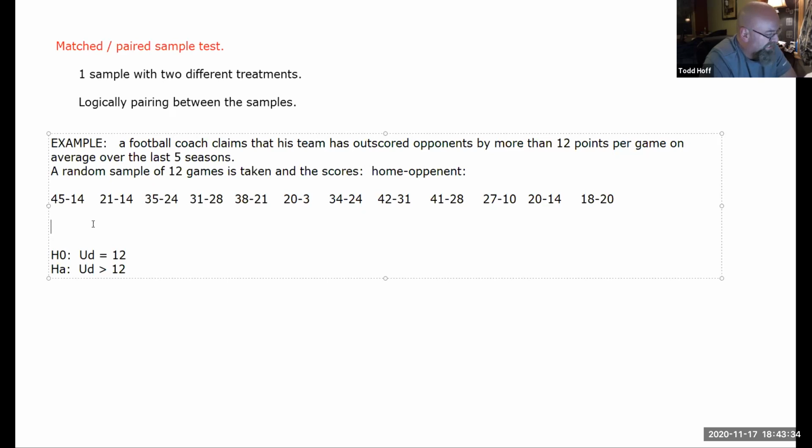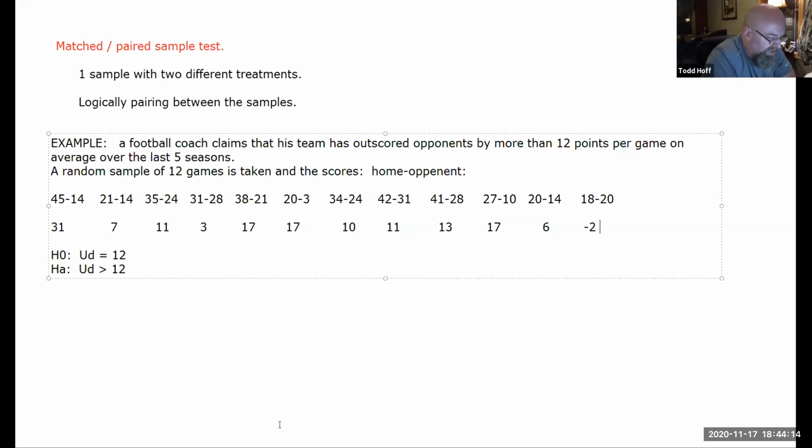Now, what we're actually testing here is the difference. So for the 45-14, we'd subtract, that's a difference of 31 points. 21 minus 14 would be a difference of 7 points. 35 minus 24 would be 11 points. 31 minus 28 is 3 points. And we would do those differences all the way down the line here. It's actually that set of differences that we're testing. Now, we don't actually have to calculate those differences ourselves. This last one, since it was a loss, would be a negative difference, a -2.